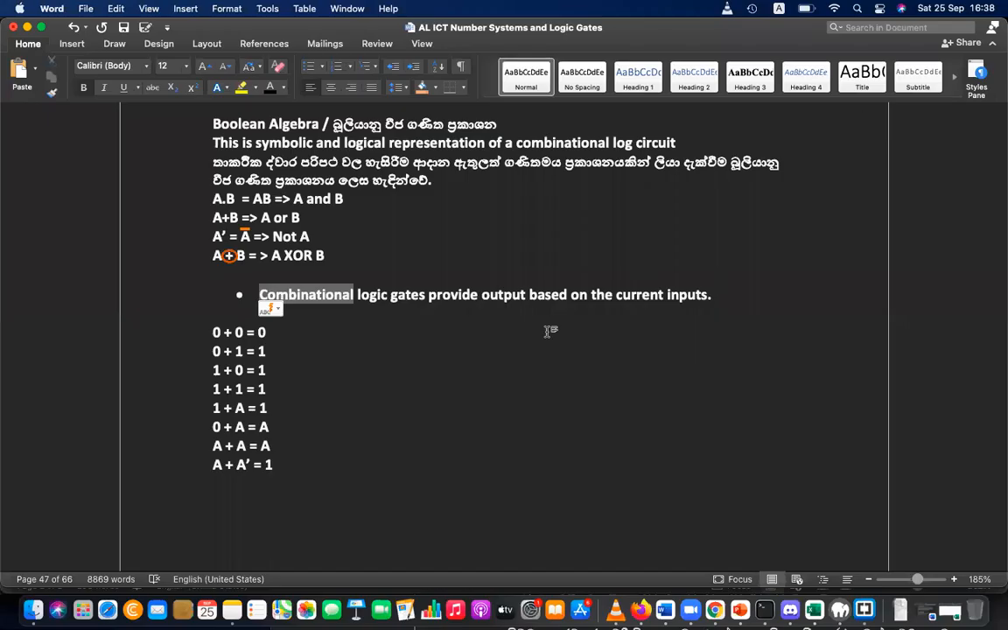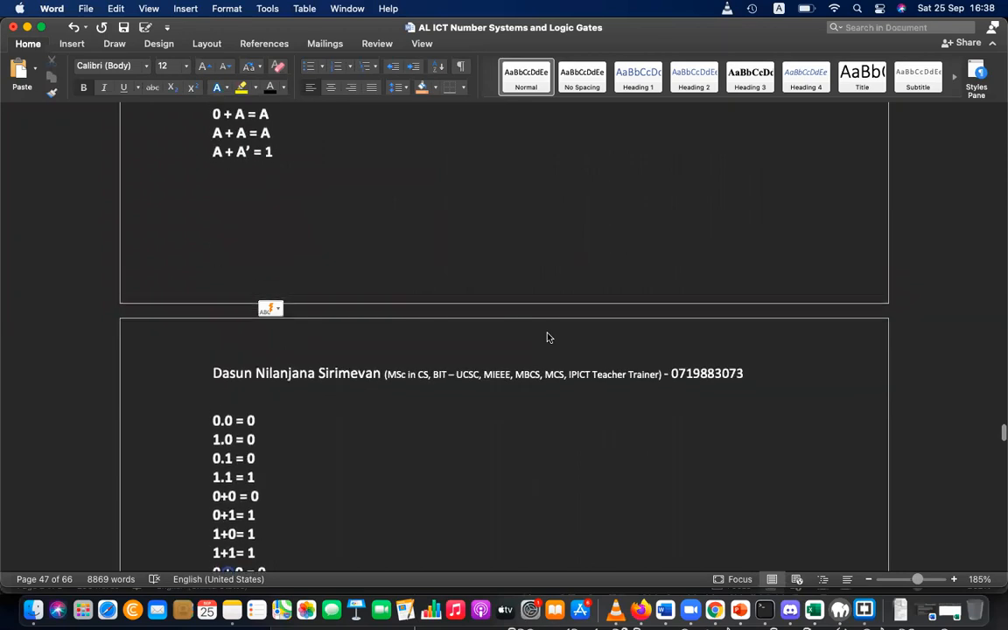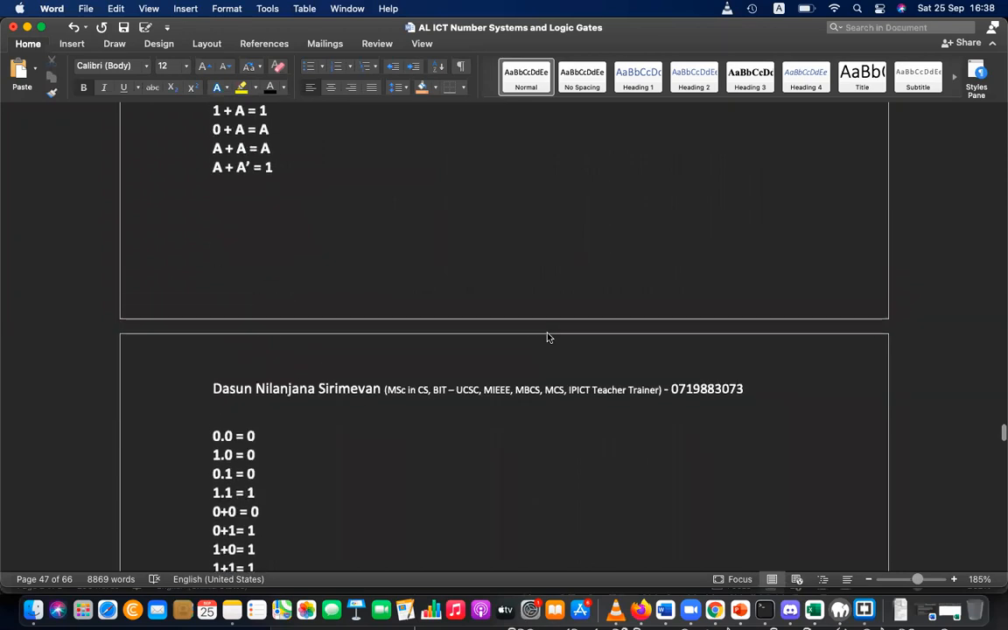So let's see the AND gate behavior and OR gate behavior. When you use the AND gate, 0 and 0 is 0, 1 and 0 is also 0, 0 and 1 is also 0, and 1 and 1 is 1. So that is the usual behavior that you know.